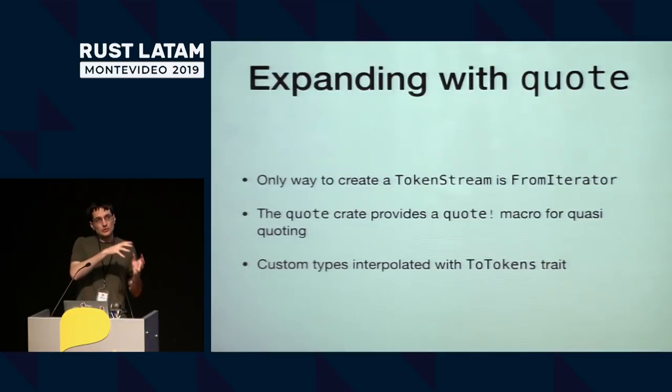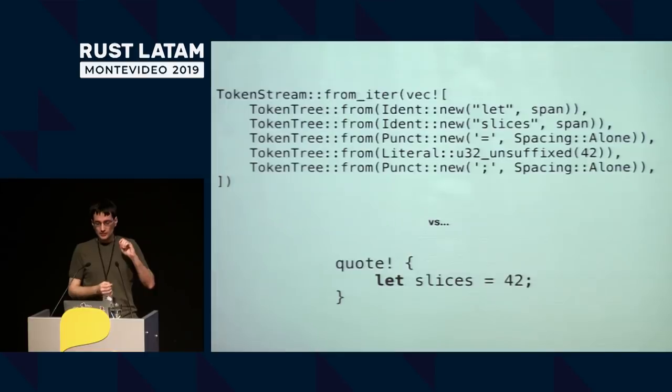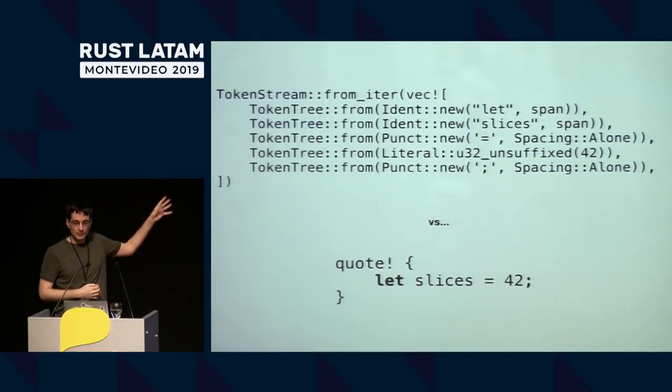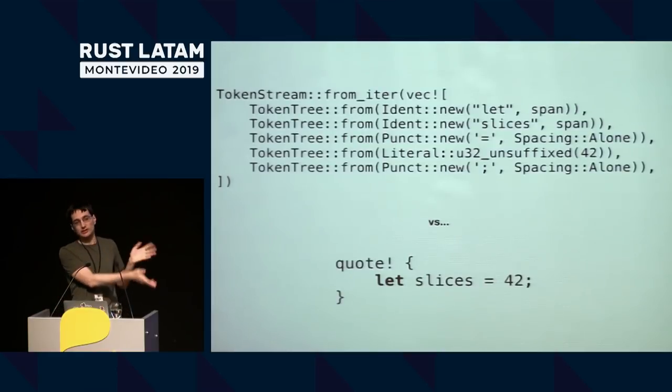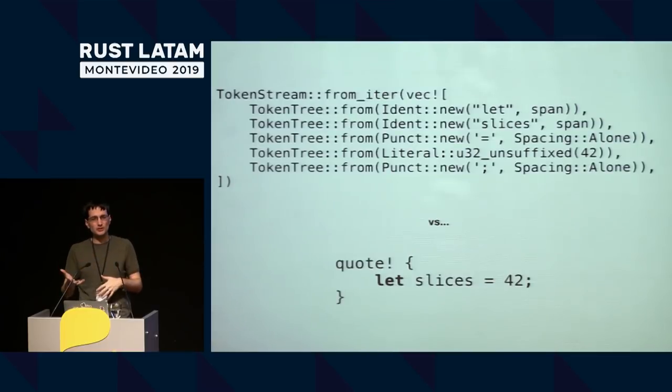The idea is, you can have these interpolations where you can splice in pieces of syntax that don't always make sense in isolation, but when you take a look at it as a whole, it creates a valid Rust program. To give you an idea, this is producing the same syntax of let slices equals 42. At the top here is what you would be doing with the raw token stream and token tree APIs. It's basically terrible. It's horribly unergonomic to create each identifier, to create each piece of punctuation. It's very difficult to read this, to modify it, to understand what's going on. Whereas below, it's actually pretty obvious we're creating let slices equals 42.